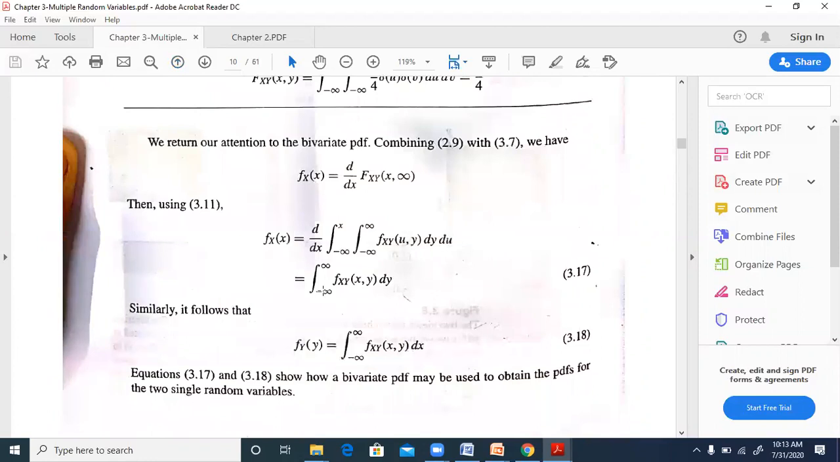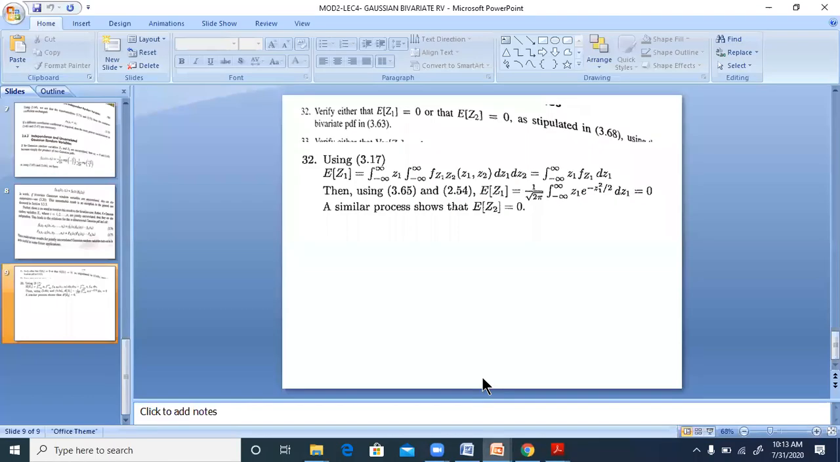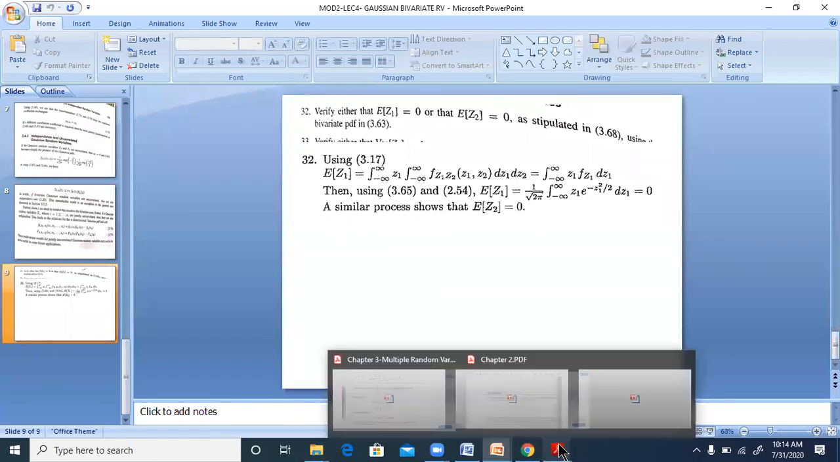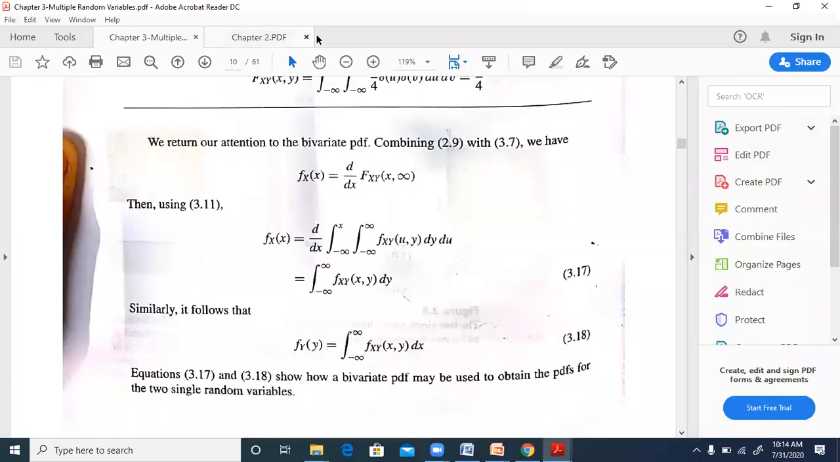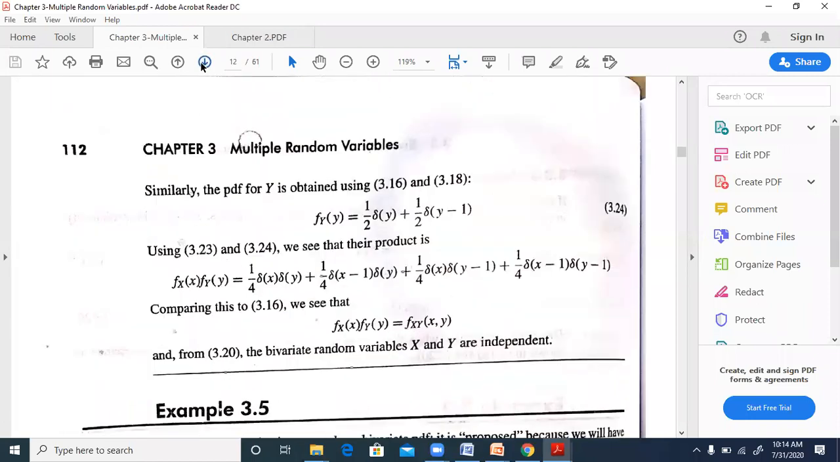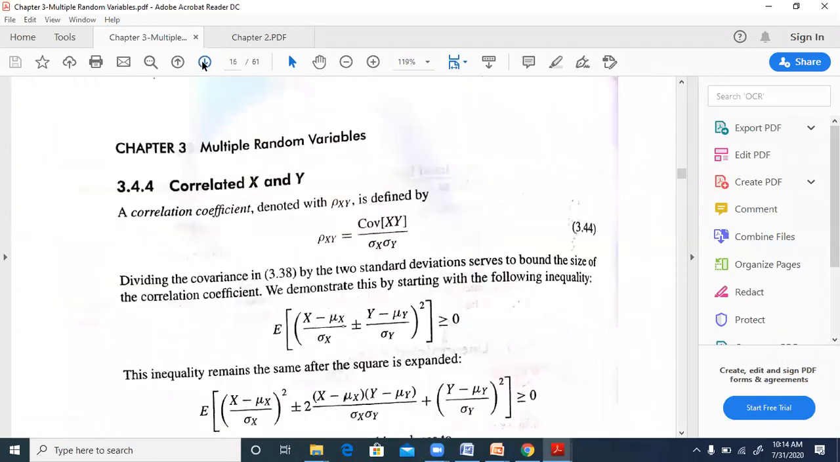3.17 is here. This quantity, f of x, is what he might be using there. Okay, using the 3.17, you'll get this quantity. Then using 3.65 and 2.54, you'll get this equal to 0. So in a similar process, 3.65 we can just see over here, which is there in these slides also.